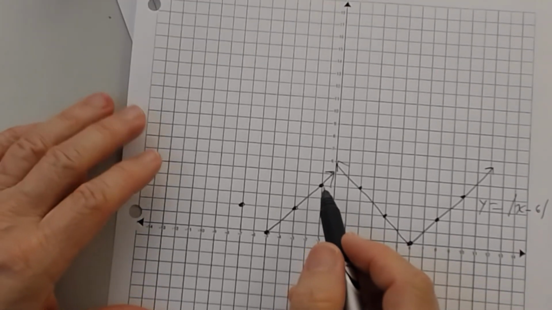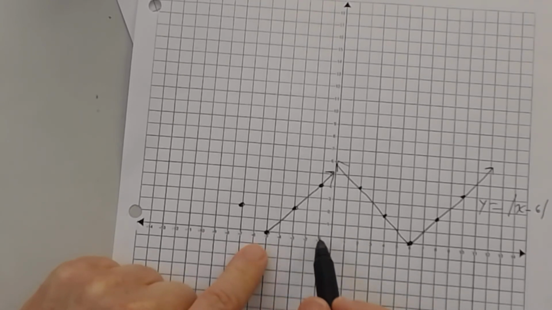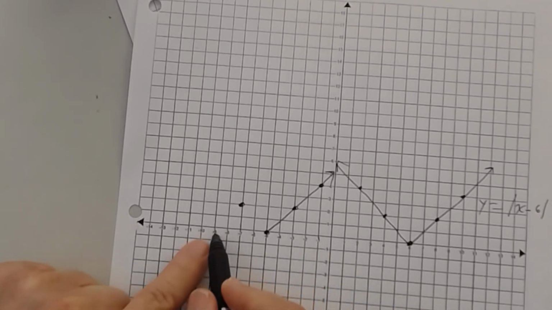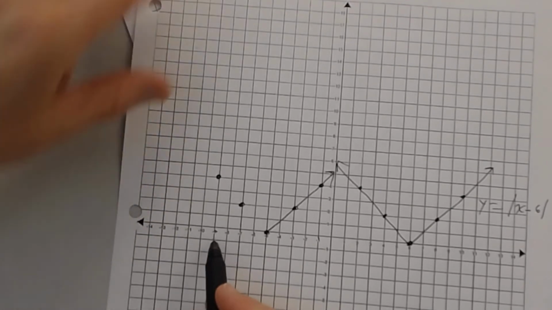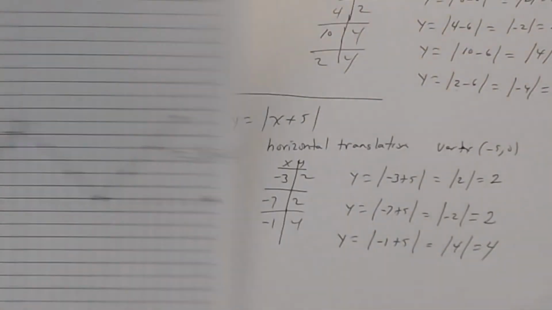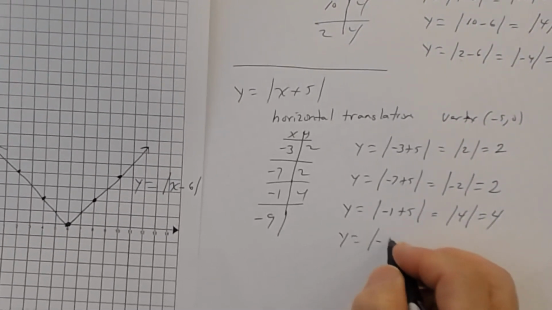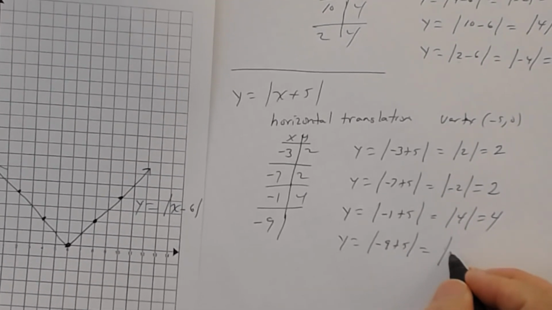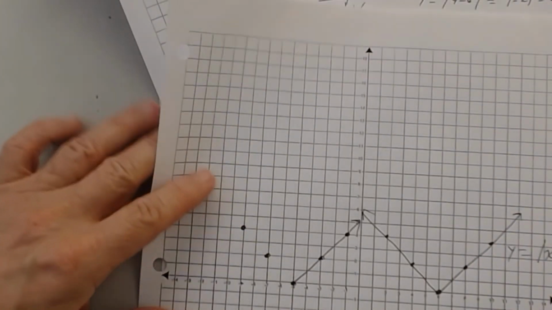And so let's use symmetry to find the other one. To get to this point, I went how many units to the right? 4. What was my y value? 4. So I'm going to go 4 units to the left. 1, 2, 3, 4. And what's going to be my y value? Positive 4. So let's check it though. This is negative 9. So when x is negative 9, I better get 4. y equals the absolute value of negative 9 plus 5. What's negative 9 plus 5? Negative 4. And what's the absolute value of negative 4? 4. And you get 4. And so there's your graph.